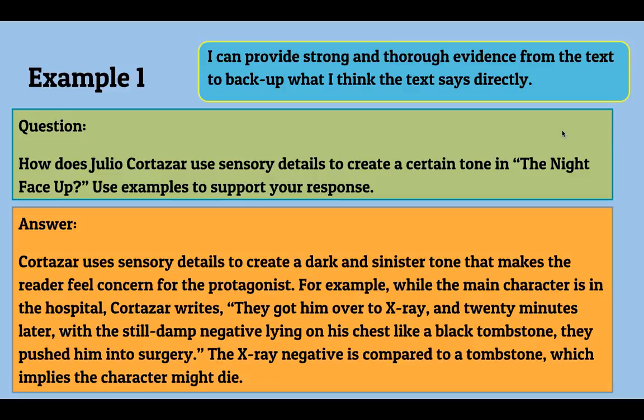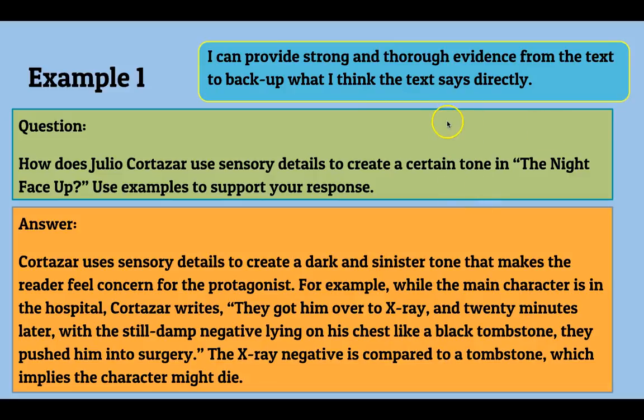So my answer was, Cortázar uses sensory details to create a dark and sinister tone that makes the reader feel concern for the protagonist. For example, while the main character is in the hospital, Cortázar writes, they got him over to X-ray, and 20 minutes later, with the still damp negative lying on his chest like a black tombstone, they pushed him into surgery. The X-ray negative is compared to a tombstone, which implies the character might die.